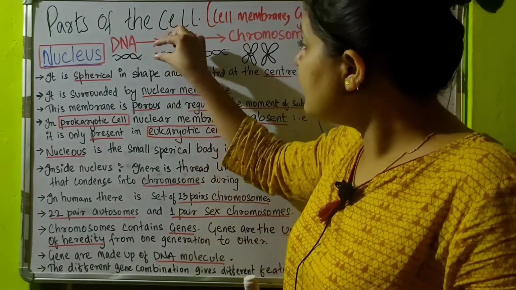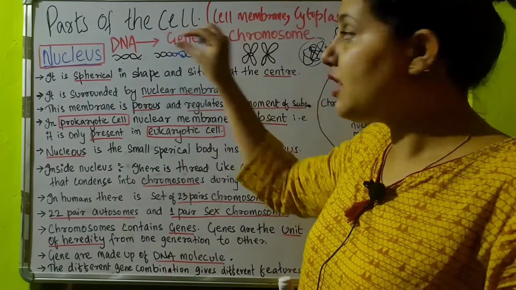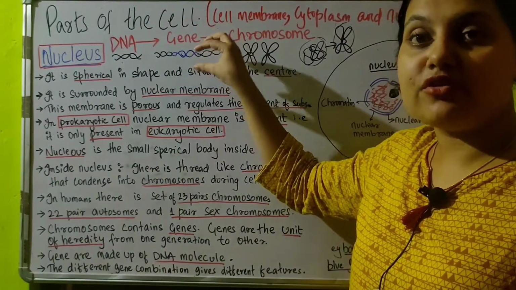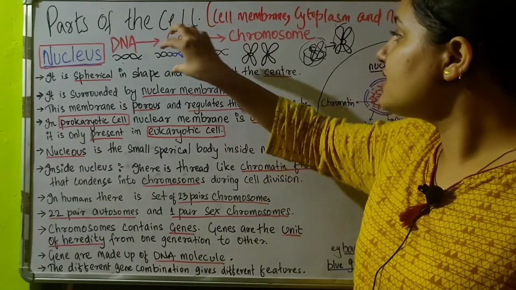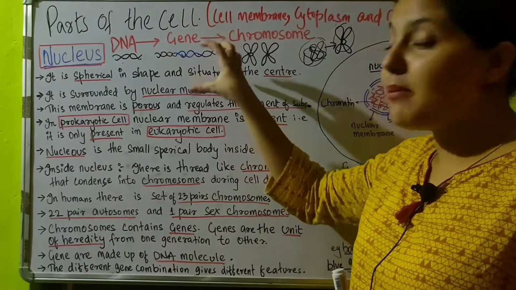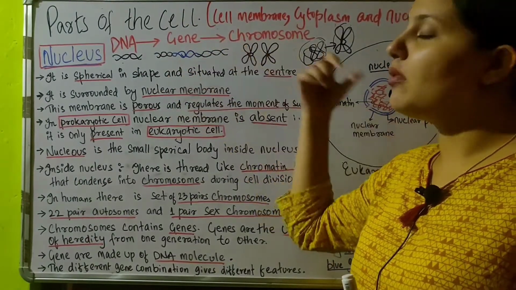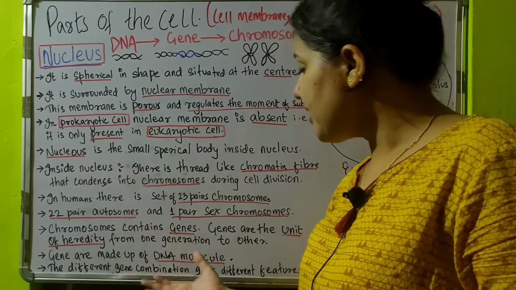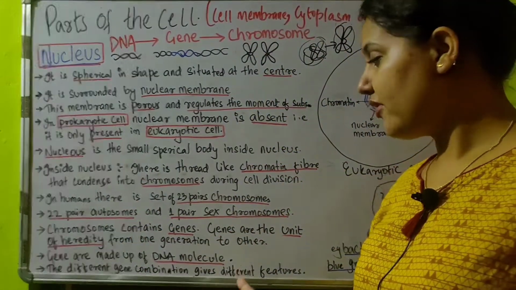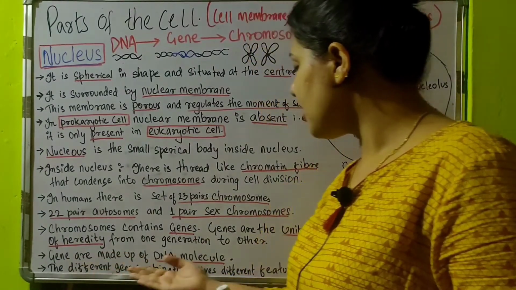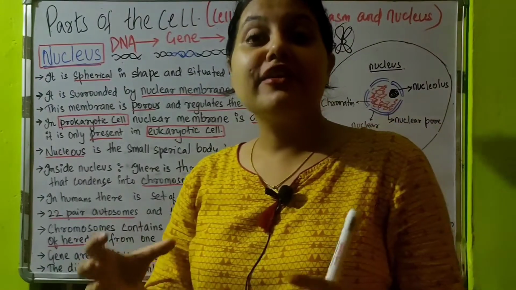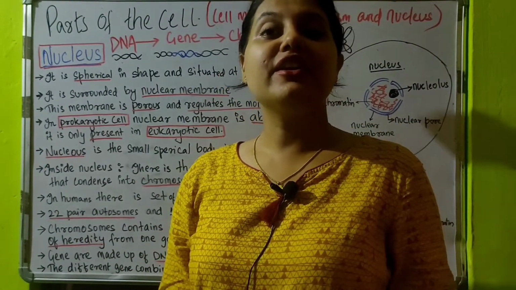And these contain the information. The combination of DNA contains the information, that is a gene, and all this information combines with one another and forms a chromosome. And you see here genes are made up of DNA molecules. I have already mentioned that different gene combinations give different features. That means the genes combine in different proportions and give different features.